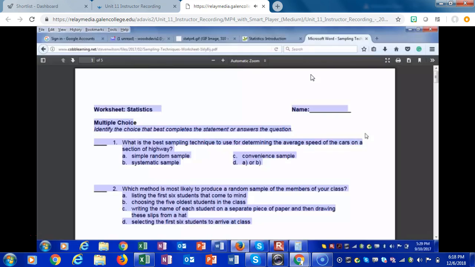My guess is it could be either A or B. It could be either simple random, because we can look at average speed of cars based on all the cars that go by, and we can put each car and car model in a basket and have a great setup of all the cars that are going by, and then we can pick out of that group of cars that have gone by the average.